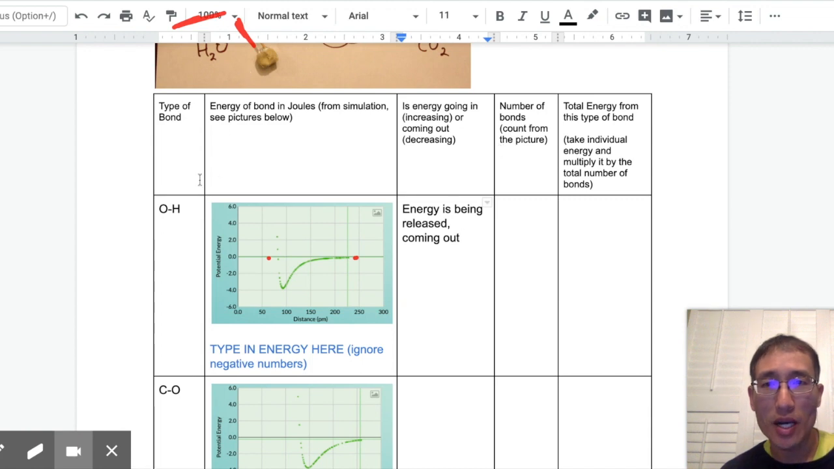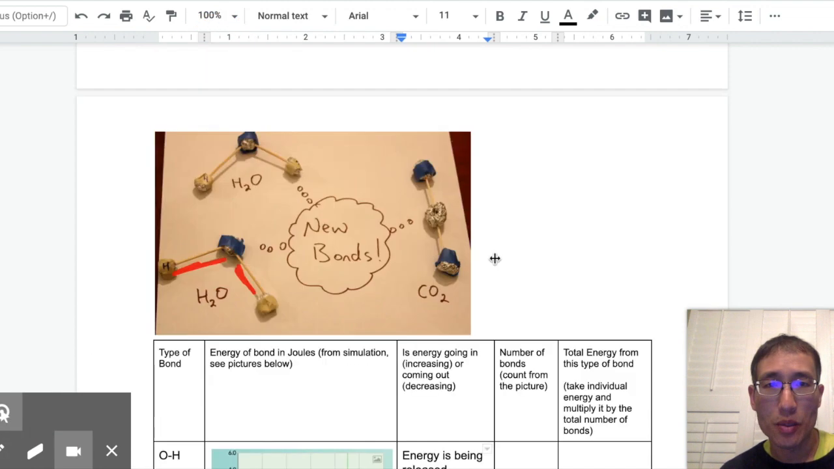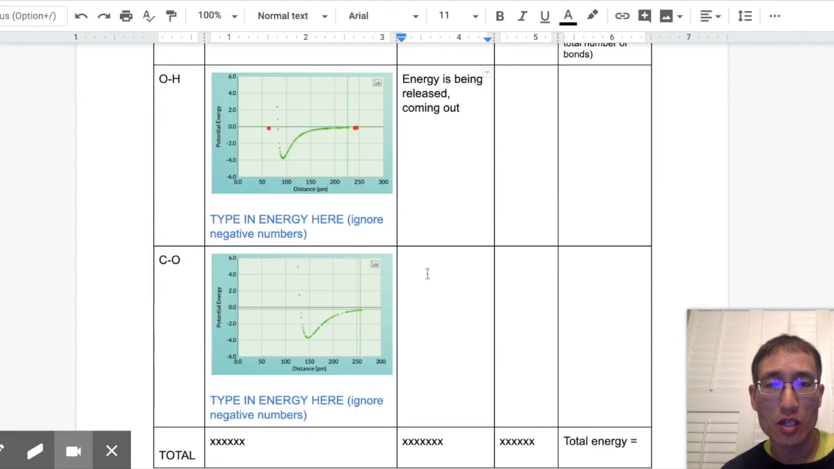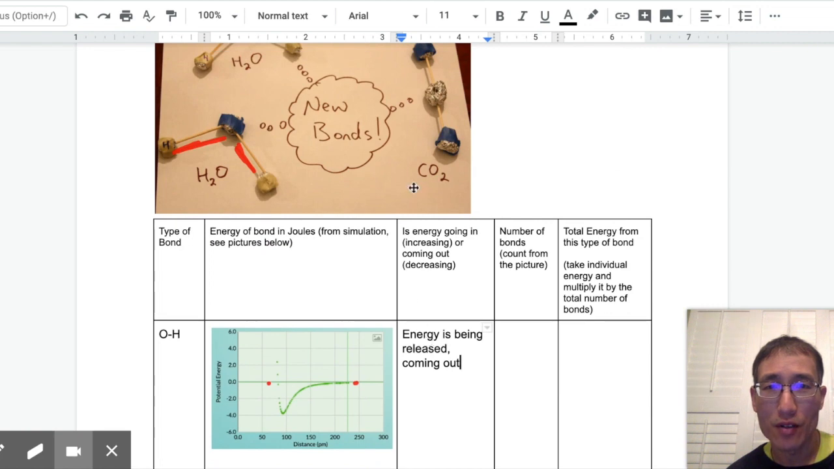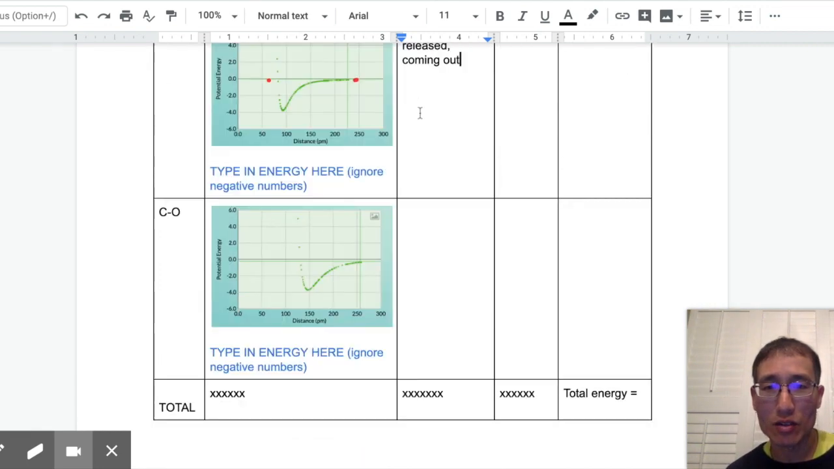Okay, count the bonds in the picture up here. You can see how many bonds total there are. Multiply those out and get this number. Same thing with the CO bond. I have CO2. Well, I'm making this bond here, and I'm making this bond. So count those, get this energy here, and figure out how much the total is in terms of the total number of bonds I'm making.